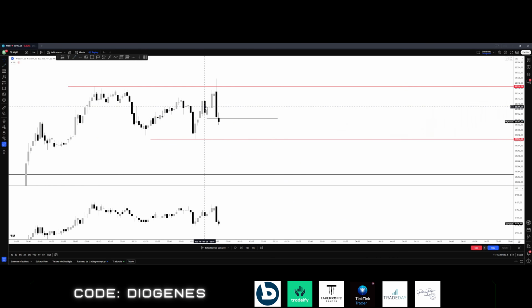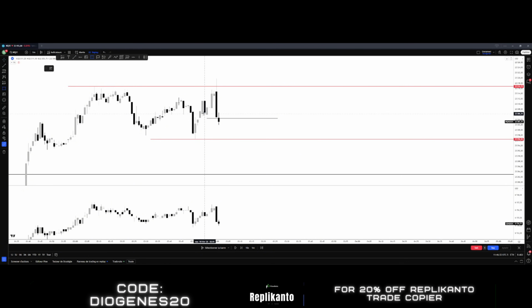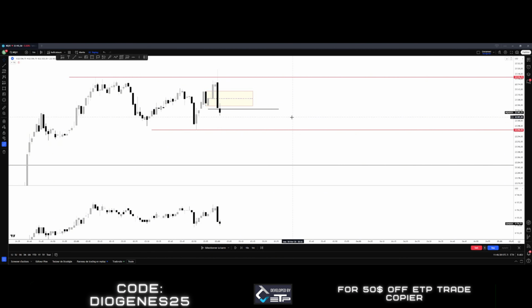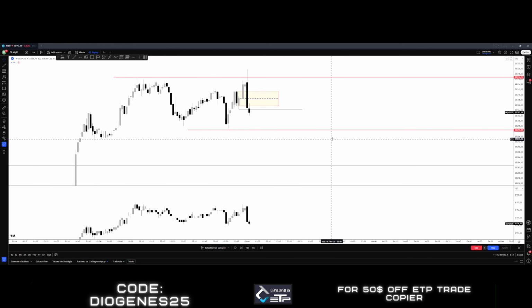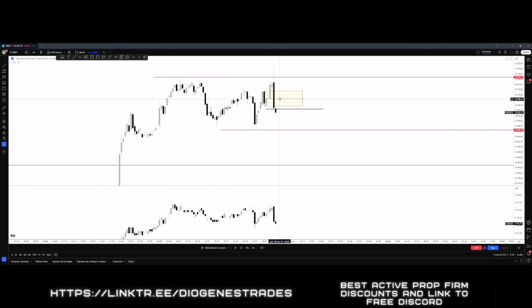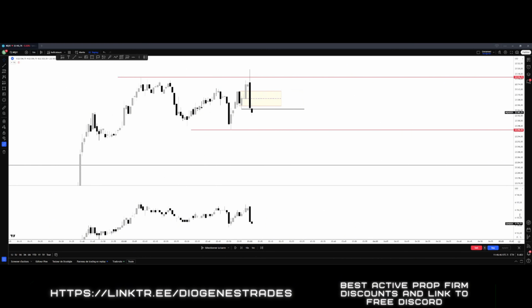Breaker was actually made of a thick candle, right? So this is a high probability breaker, and we also have a fair value gap in it, okay? Right. So this is actually your entry, okay? What else do we have, right?